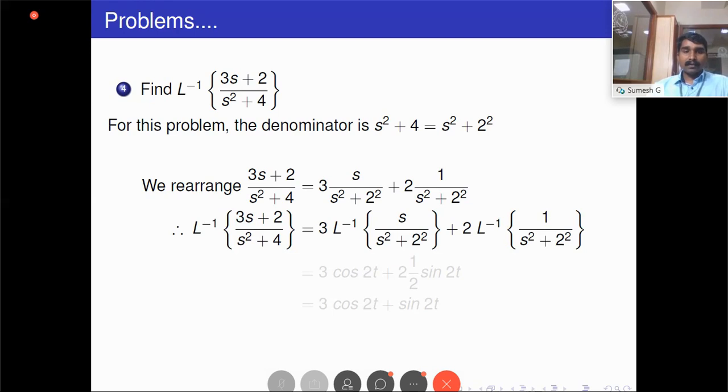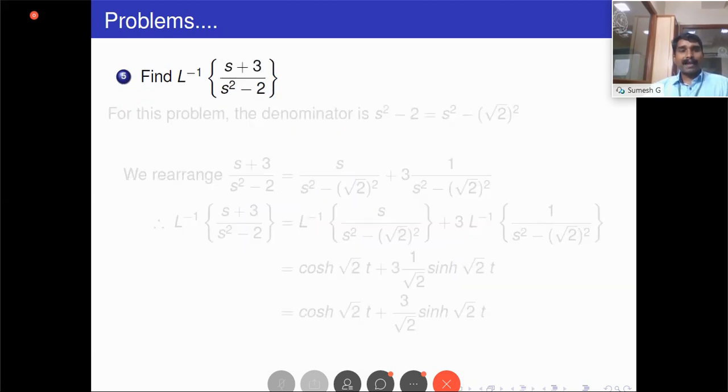This is equal to 3 into the inverse of s/(s² + 2²), which is cos 2t. The inverse of s/(s² + a²) is cos at, and here a is 2. Plus 2 into the second one, which is of the form inverse of 1/(s² + a²), which is (1/a) sin at. And in this case, a equals 2. So we obtain the final answer as 3 cos 2t + sin 2t. One more question.